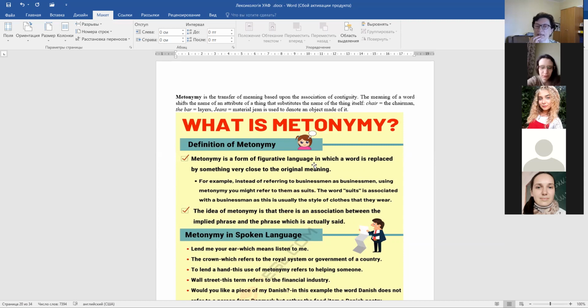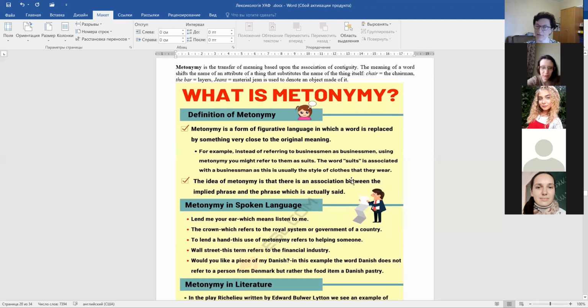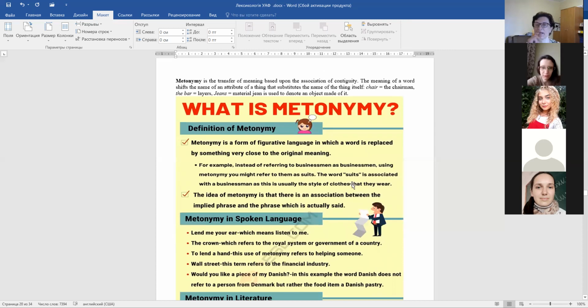Okay, so give me in Ukrainian some examples of metonymy. We use one word, one part of the whole, to denote the whole. For example, here you have suits, костюмы, and suits means business people, like businessmen. So give me more examples from Ukrainian.